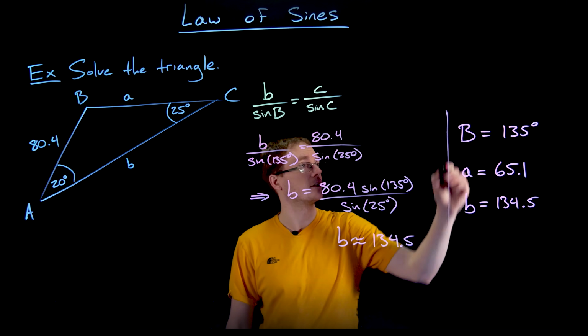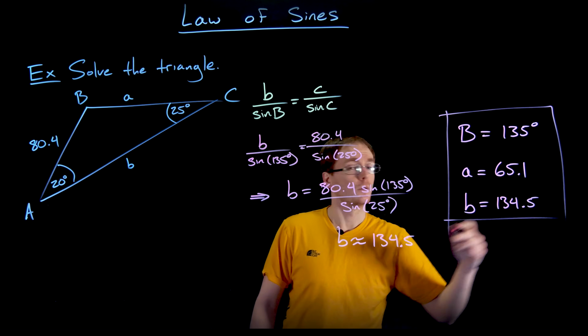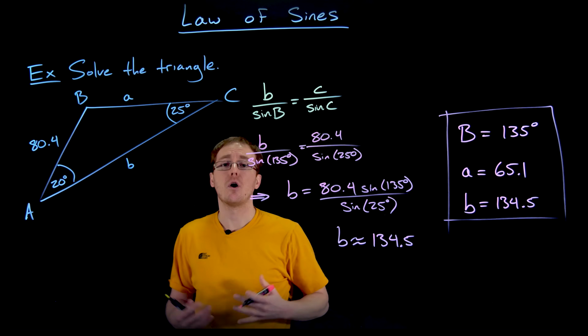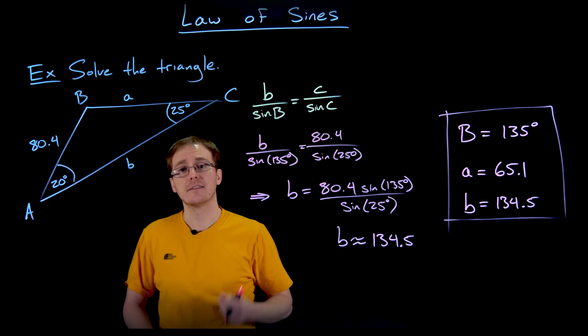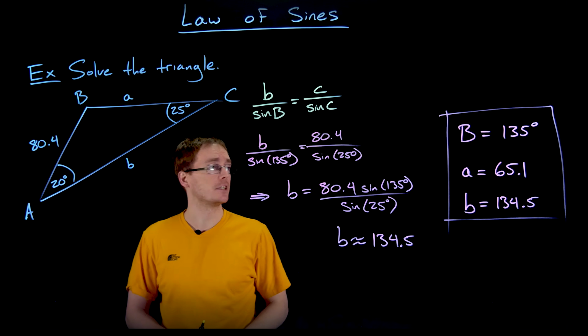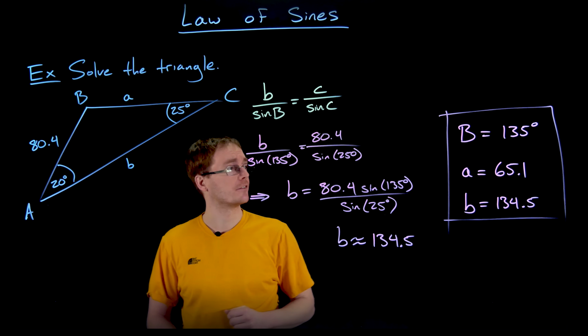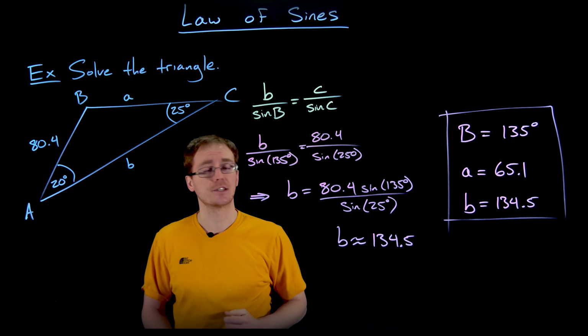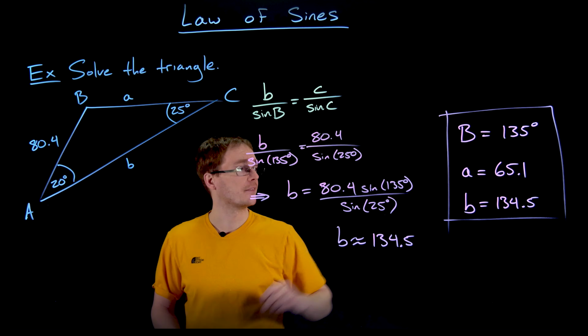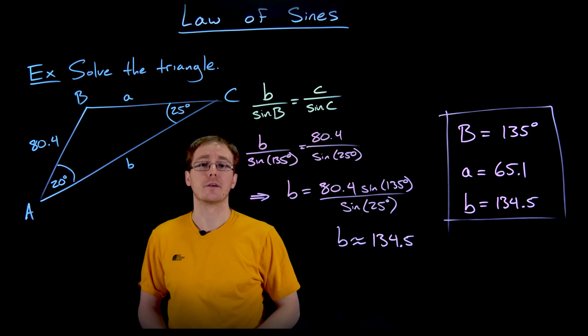All right, so we have finished this example off. We've solved this triangle because now we know all 6 quantities, the 3 side lengths and the 3 angles. The 3 missing quantities were angle B is 135 degrees, side length A is 65.1 units, and side length B is 134.5 units.